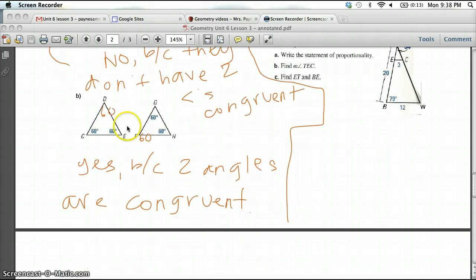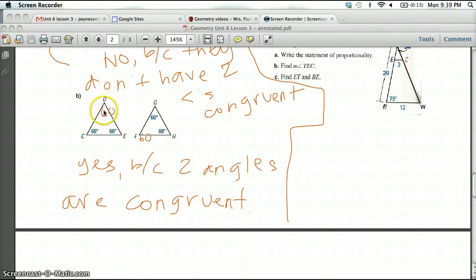Now let's look at example B. We've got 60 and 60 degrees. So we're given that angle E is congruent to angle H because they're both 60 degrees. Now, all three angles in a triangle, if two are 60, then the third is 60 because 60 plus 60 is 120, plus 60 is 180.